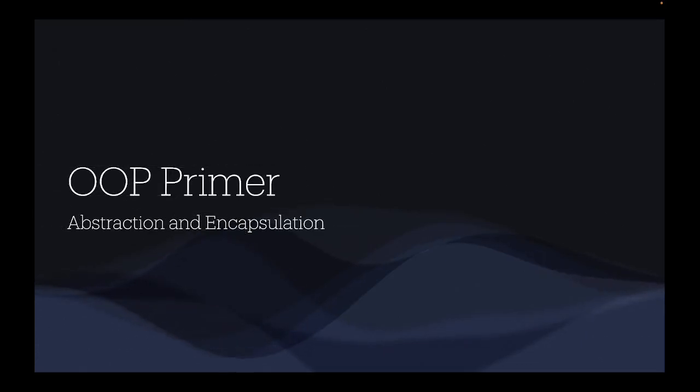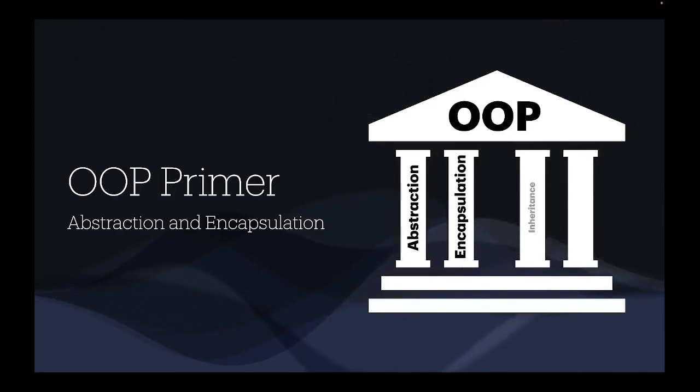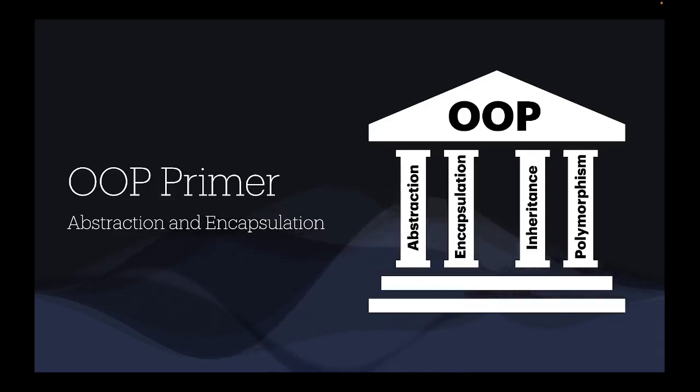Let's take a look at a couple of the important concepts that go into object-oriented programming. When we talk about OOP, we sometimes say that there are four pillars of object-oriented programming, four concepts that are really important and that really make up the foundation of this way of programming. In this video, we're going to take a look at abstraction and encapsulation. The other two are inheritance and polymorphism, and those are a topic for a different time.